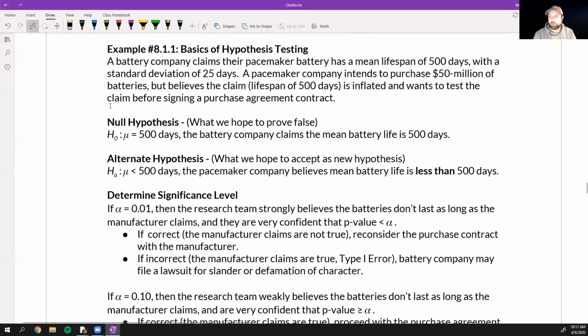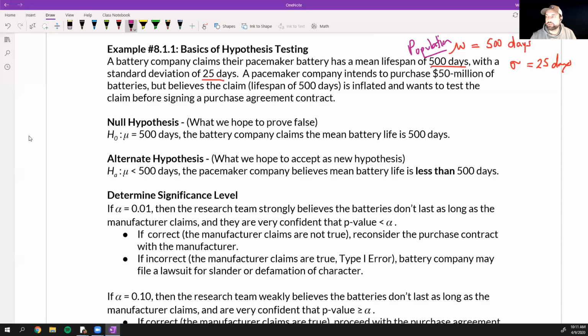So let's take a look at this example. There's a battery company. This company makes batteries, and there's also a pacemaker company. And the pacemaker company needs to buy some batteries. So the battery company claims that their pacemaker battery has a mean lifespan of 500 days. So mu is equal to 500 days, with a standard deviation of 25 days. So sigma equals 25 days. This is for the population.